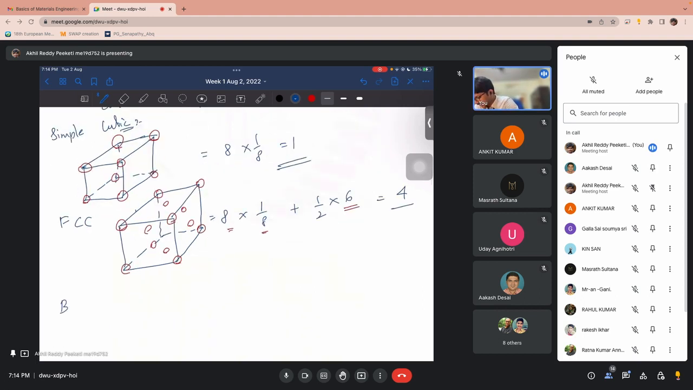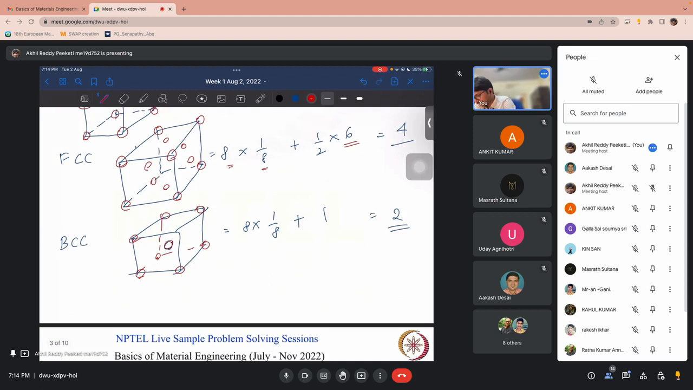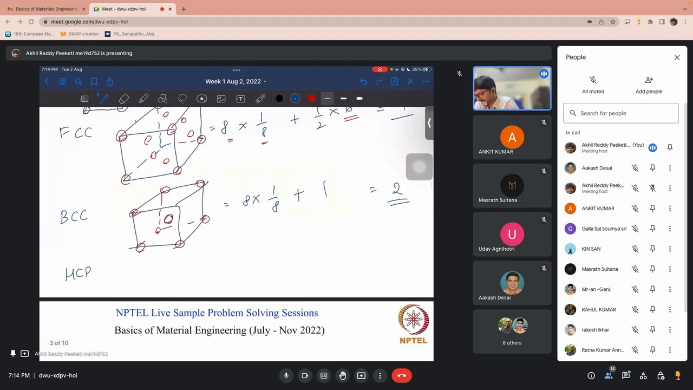What about BCC in a similar way? Yeah. So 1 in the center and 8 corners. What about HCP then? Can any of you explain what would it be for the HCP system?